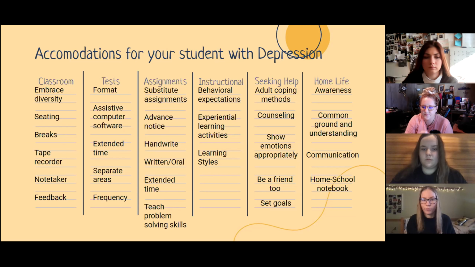And feedback, private feedback for a student with depression is better than maybe public feedback because they already feel bad about themselves. So public feedback could be just a little bit more of a burden to them. And then for tests, you could allow the test to be taken in different formats. For example, you could take it orally, and you could also give them extra time to complete their test. And you could allow the student to take a test in a separate, more quiet environment, and that might just help them a little bit more.